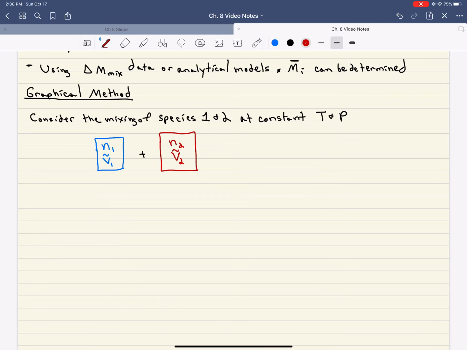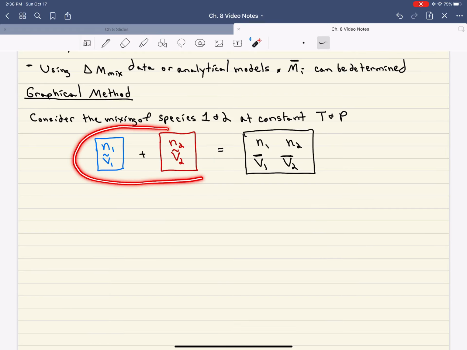Together, those formed a mixture with N1 moles of species 1 and N2 moles of species 2, and then partial molar volumes of species 1 and 2. At least the way to picture this mathematically, you could say that the math represented here on the left-hand side is describing some sort of ideal solution.